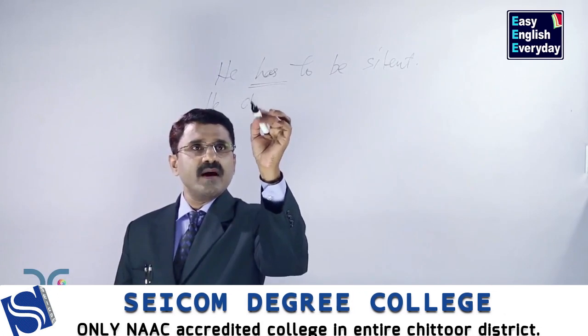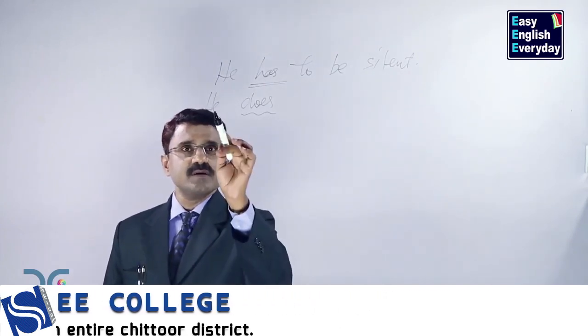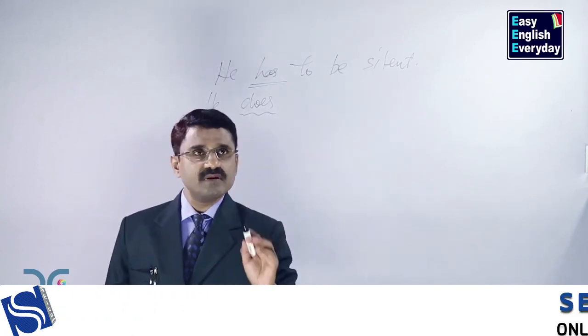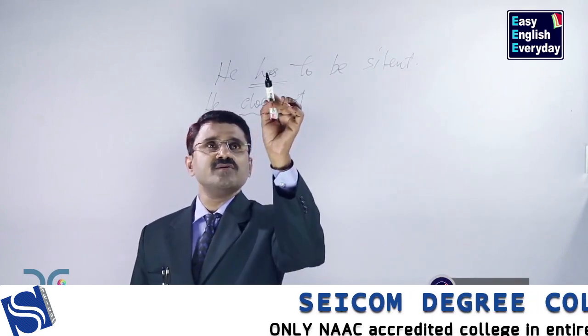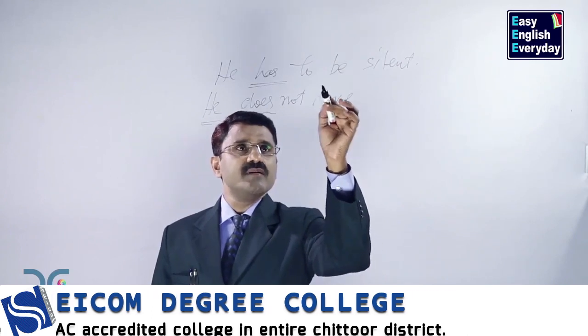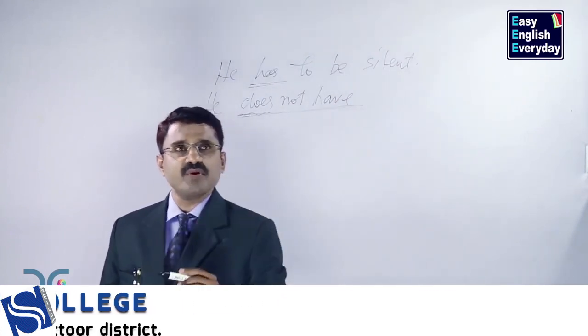He, and take the help of does. Third person singular, so you should take the help of does. Then not, then I do not need has anymore. I put have here. So this is very, very important.